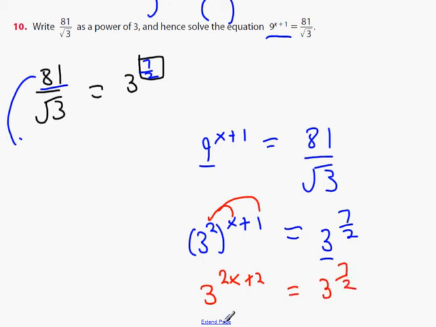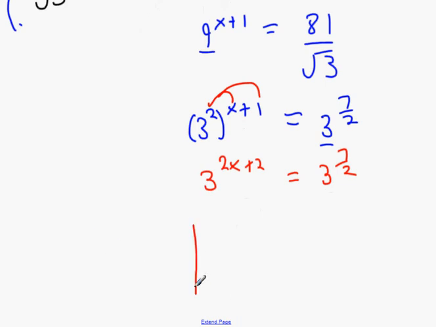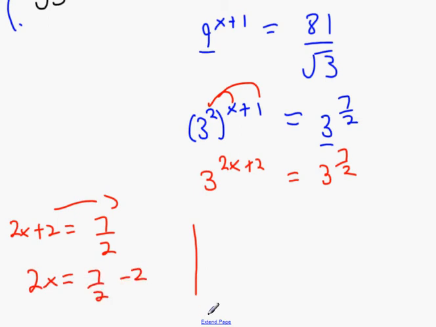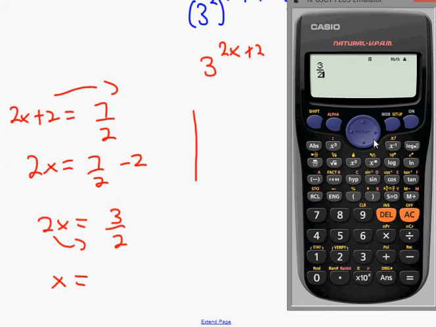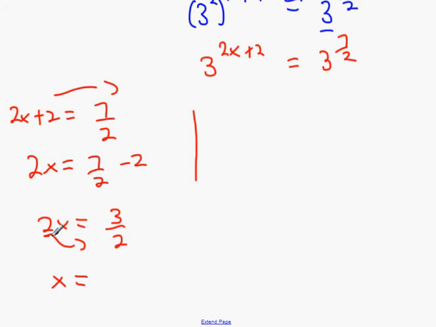Now, I'm going to show you two ways to do this. Way number one, 2x plus 2 equals 7 over 2. Bring over the 2 and take it away. What's 7 over 2 minus 2? 3 over 2. Then divide by another 2. 3 over 2 divided by 2 is 3 over 4. You basically multiply this 2 by this 2 down here, and you get 3 over 4.